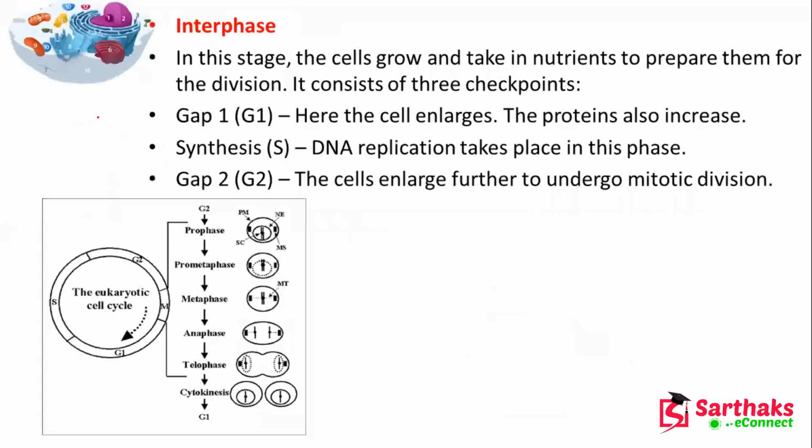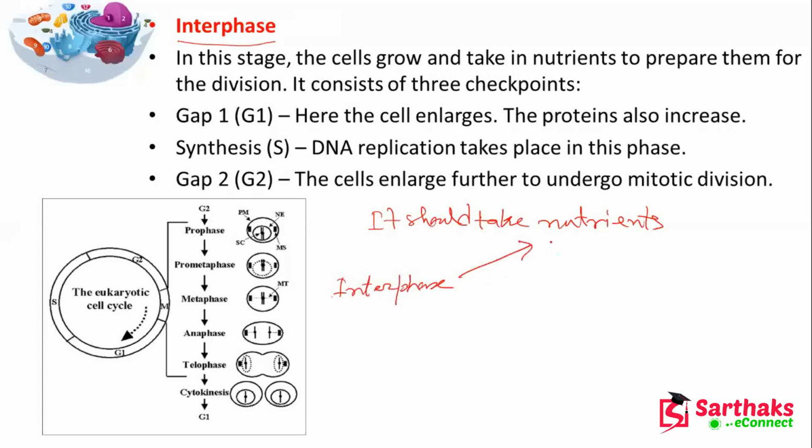Now interphase. In this stage the cells grow and take in nutrients to prepare for division. Before division it should take nutrients, because reproduction requires a lot of energy, so the cell will grow and take in nutrients to prepare for the division. Interphase consists of 3 checkpoints.